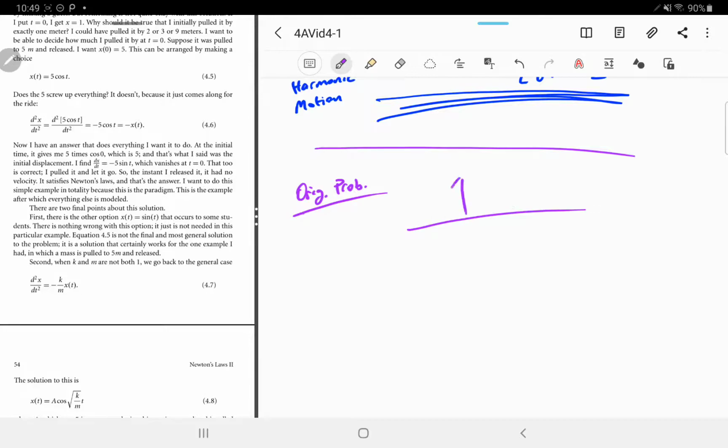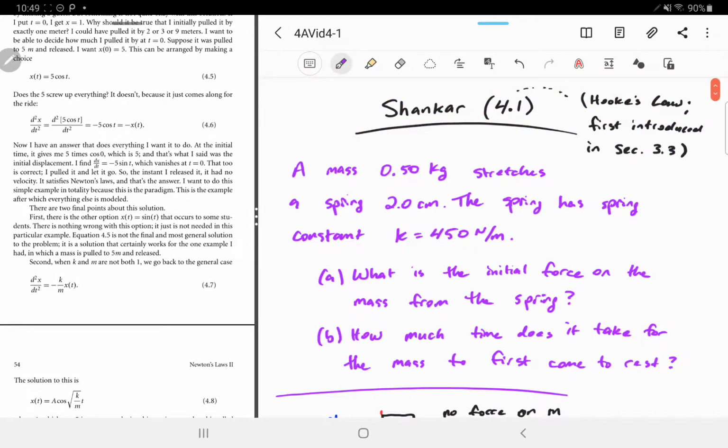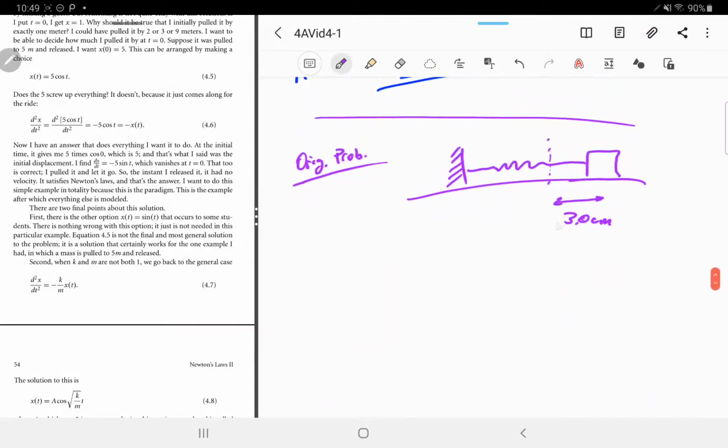So we have our picture in mind. The spring is stretched out from equilibrium. From equilibrium, it's stretched out 3 centimeters. Was it 3 centimeters? No, 2 centimeters, sorry. 2 centimeters. And m is half a kilogram. Notice the problem didn't ask for a picture, but it helps visualize what's going on. And then k, the spring constant for the spring, is 450 newtons per meter. It's a sign of how stiff that spring is.